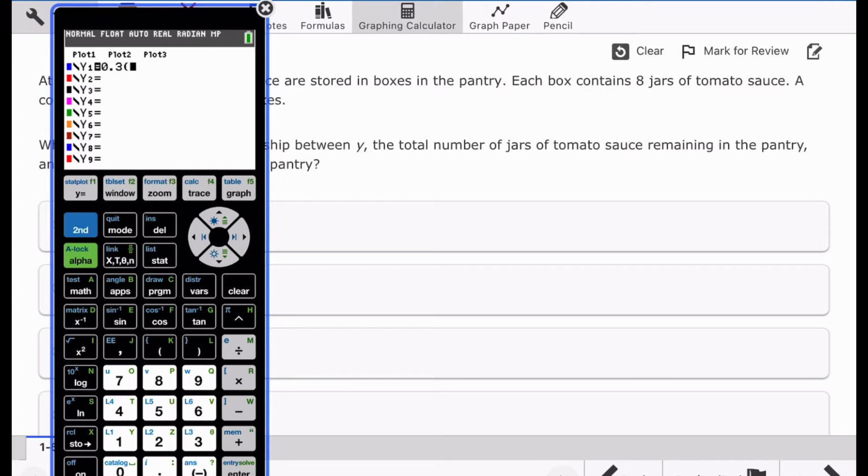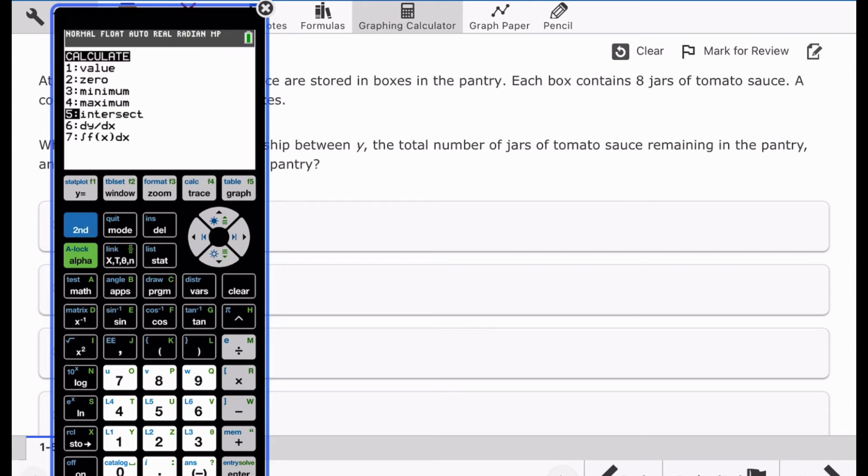So 0.3 times the quantity 12x minus 16. That's the left side. Now the right side is 4/10 times the quantity 12 minus 3x. Graph. There is my point of intersection. Second trace. I'm trying to find the point of intersection.